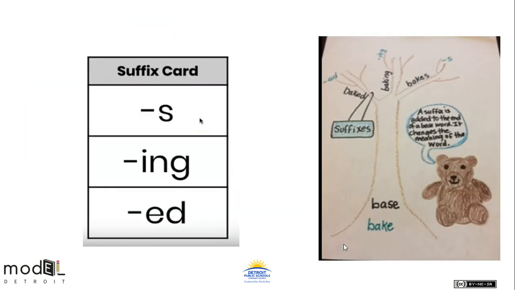Listen to these words again. Bake, bakes, baking, baked. What do you think these groups of letters represent? Great job. The ending of the words. These endings are called suffixes. All of the words I said have the base word bake in them, but they each have a different suffix. The suffixes change the meaning of the base word bake.